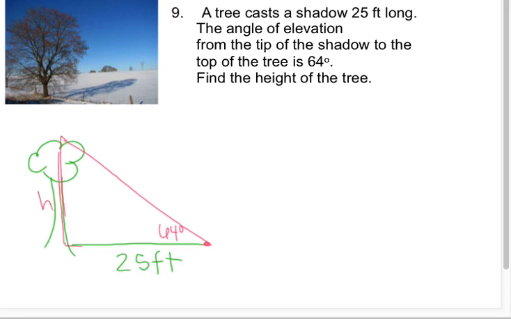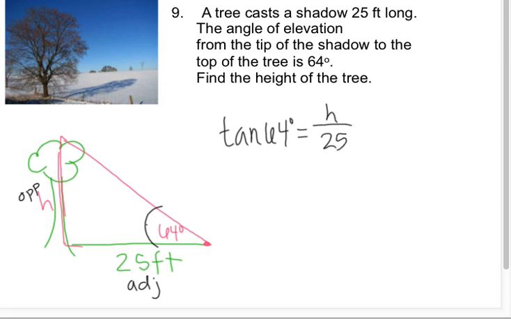So we want to find the height. Well, I would decide, is this sine, cosine, or tangent? I have my opposite, and I have my adjacent. So tangent uses those. So tangent of 64 degrees is equal to my opposite, h, over my adjacent, 25.